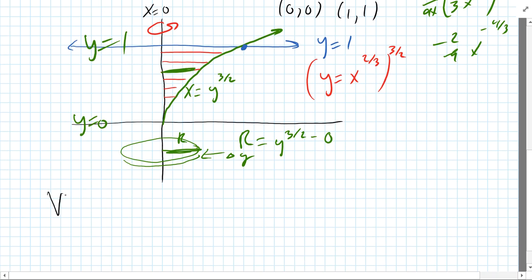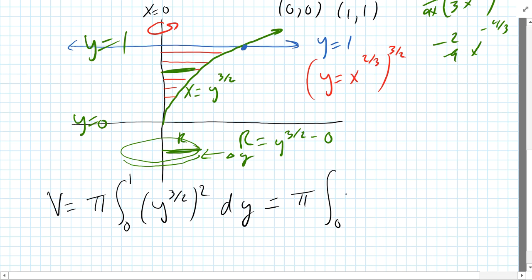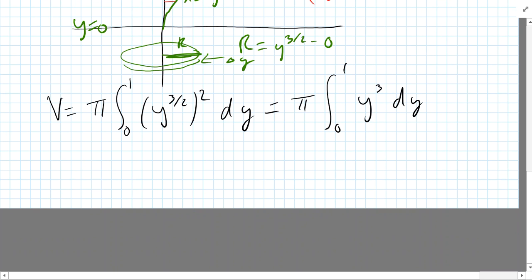My volume is equal to pi. What are my limits of integration? 0 to 1 of y to the 3/2 power. Watch the magic. I'm going to square it. That hot mess, awful thing is going to be so easy now. Do you see how magical that was? Y'all were all dreading that fractional power, and I just made it go away. Isn't that magical? Now you're going to get a fractional answer, but that's okay.